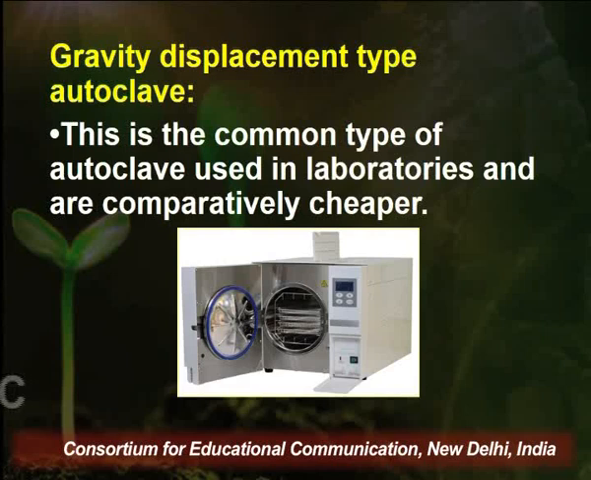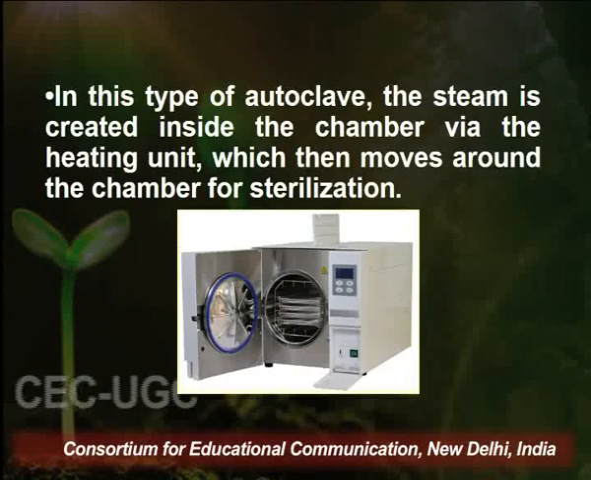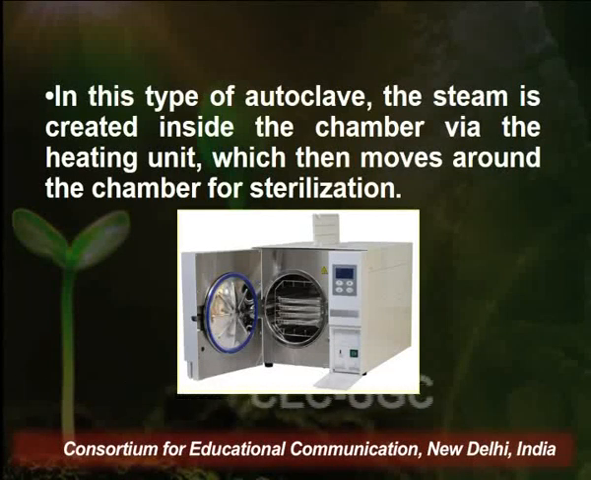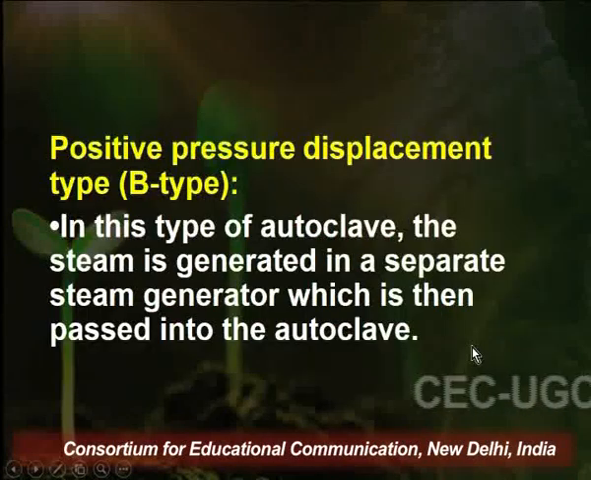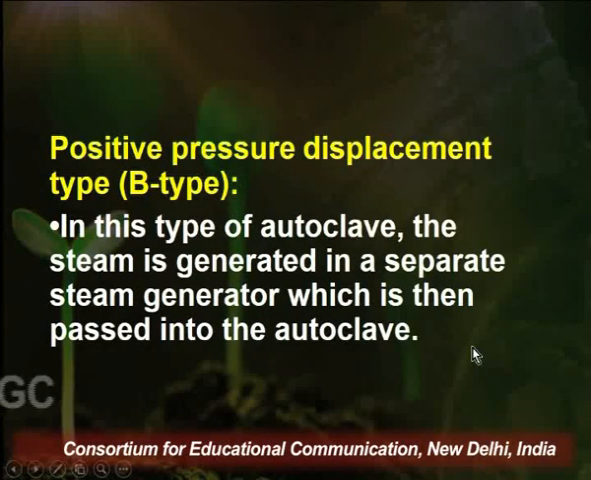Now the second type of autoclave is called the gravity displacement type autoclave. This is the common type of autoclave used in laboratories and is comparatively cheaper. In this type of autoclave, the steam is created inside the chamber via the heating unit, which then moves around the chamber for sterilization. This is the diagrammatic scheme where we can see that the steam is supplied, which enters into the chamber, and the steam sterilizes, and the cold steam then comes out with the help of a valve outlet.